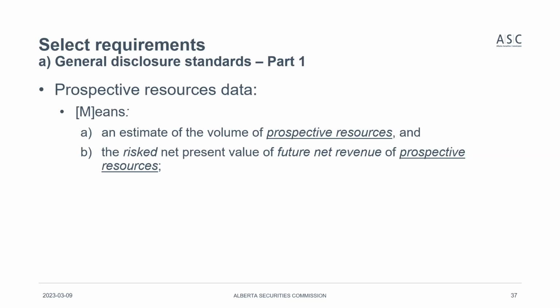Prospective resources data is the same, except that it's undiscovered. So you'll see prospective resources data referenced in the annual filings. You have the opportunity to disclose it in the annual filings. And so it is the volumes and the values of prospective resources. And so they are neither discovered nor commercially recoverable. So they haven't been found yet, nor are they commercially recoverable.